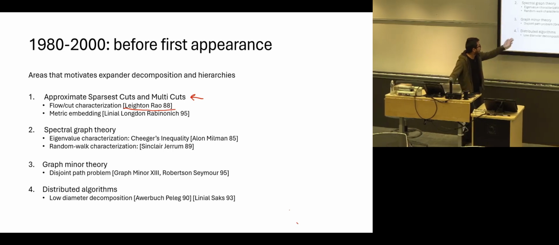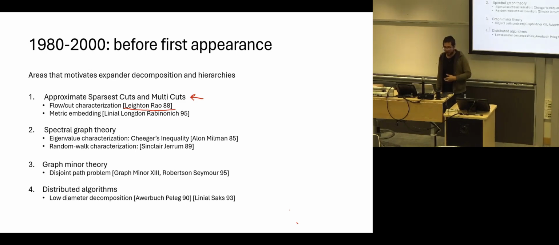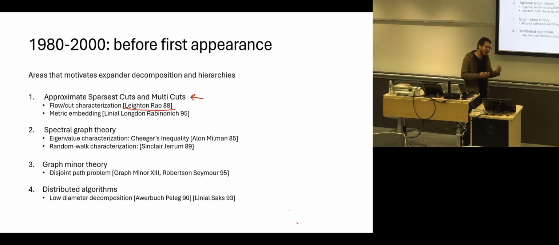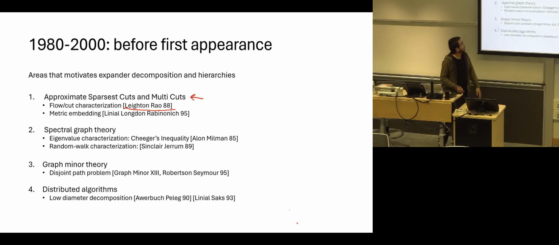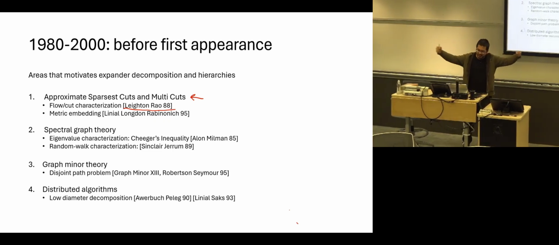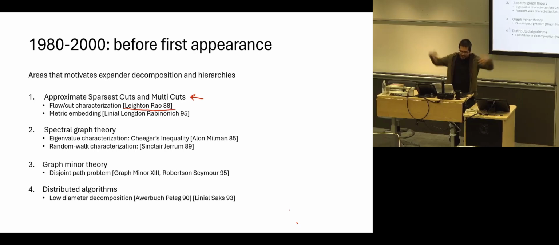Also, in distributed algorithms, they developed something called low diameter decomposition that we have seen, which is a weaker version of expander decomposition, but it appeared before expander decomposition. So we got to this point from motivation in many areas.